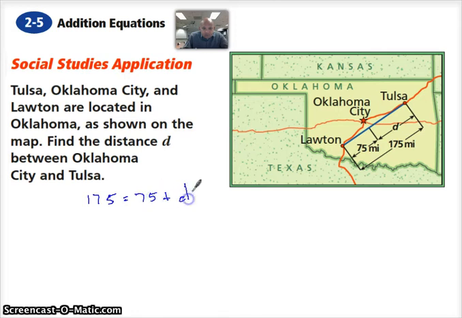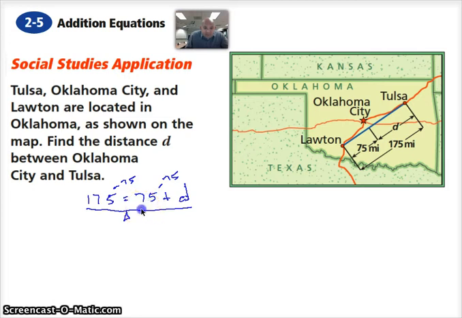Now this is easy to do mentally, but again we're going to show it algebraically. I want to isolate the variable. In order to isolate the variable, I've got to get d by itself and get rid of this plus 75. I'm going to draw the pan balance scale, or something that looks like it, the fulcrum right underneath the equal sign. And then I'm going to say, well, what do I need to do to undo the plus 75? Well, it is, of course, subtracting 75. Now, what I do to one end of the scale, in order to keep it in balance, I have to do to the other end of the scale. So I subtract 75 from the other side.